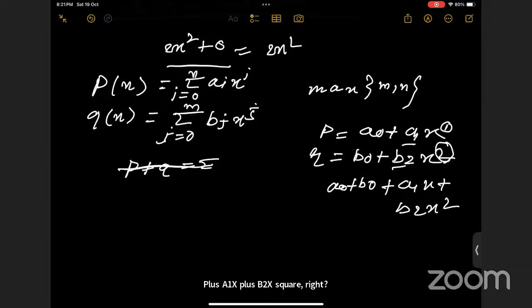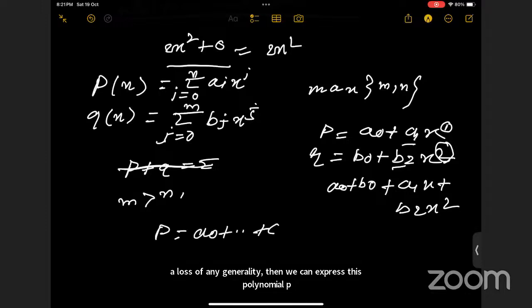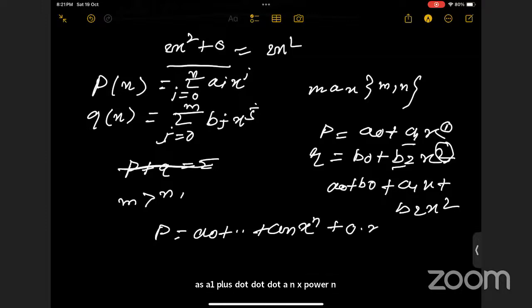Yes, ma'am. From this example also we can observe that the degree of the polynomial after addition is the maximum degree, which is 2, right? So similarly, suppose m is greater than n, without loss of generality, then we can express this polynomial p as a naught plus dot dot dot a_n x power n plus 0 into x power n plus 1 plus up to 0 into x power m, right?